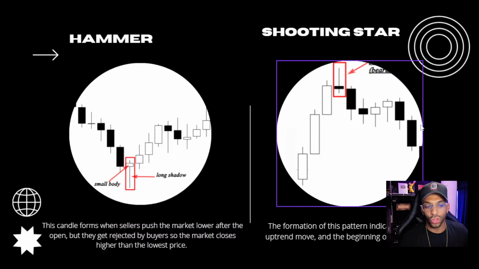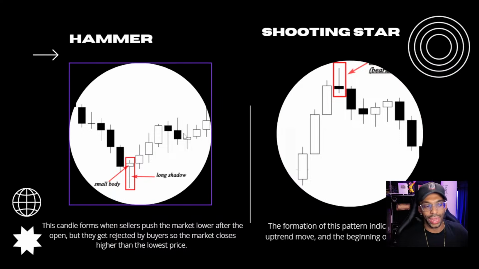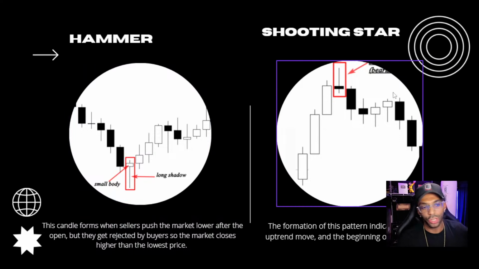All right. The shooting star is the same thing, but on the opposite side. So the hammer you're going to find at the bottom of the market. The shooting star you're going to find at the top of the market. And it's the same exact formation, but upside down. So think of a hammer. We all know the hammer has the handle on the bottom. Boom. Shooting star is coming from the sky and it's dropping down. So that's exactly what's happening right here.